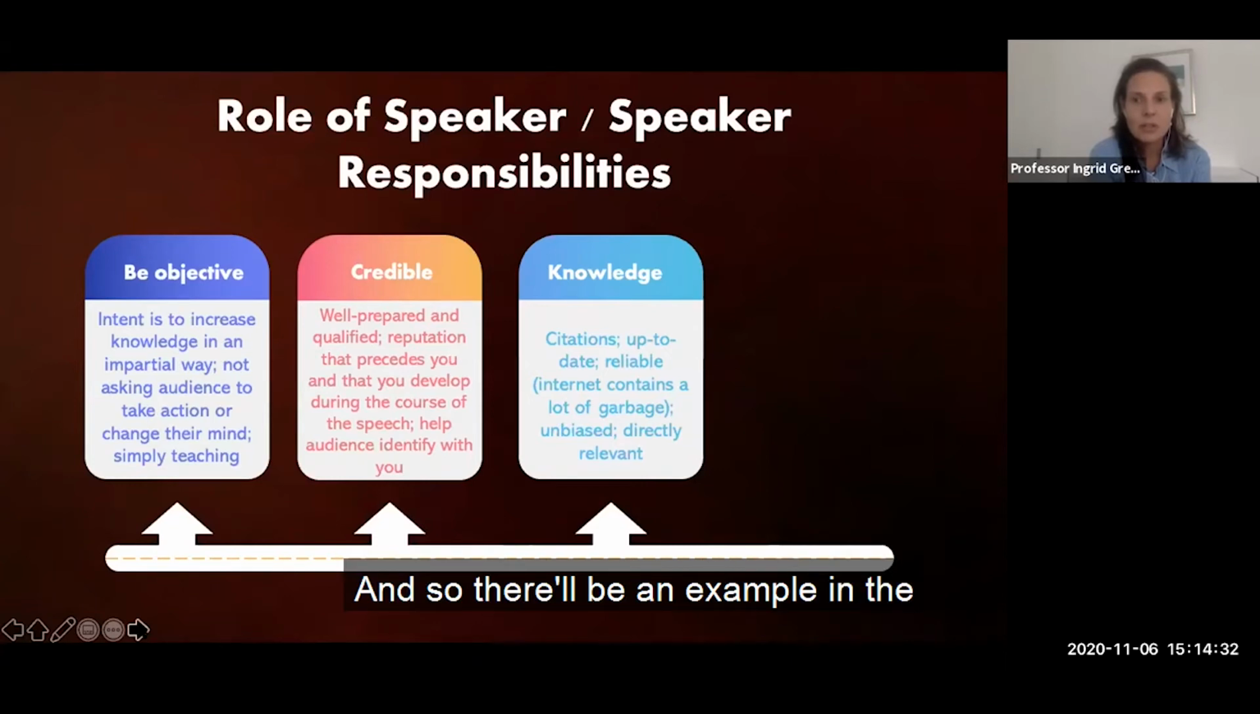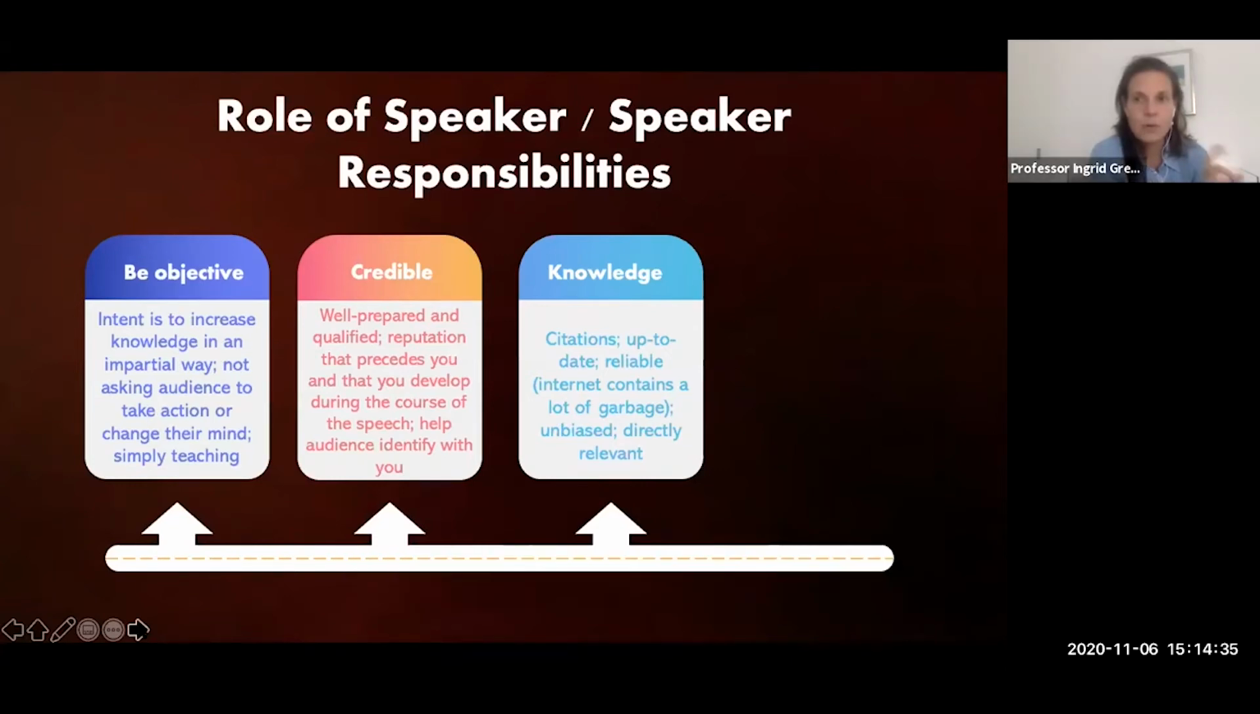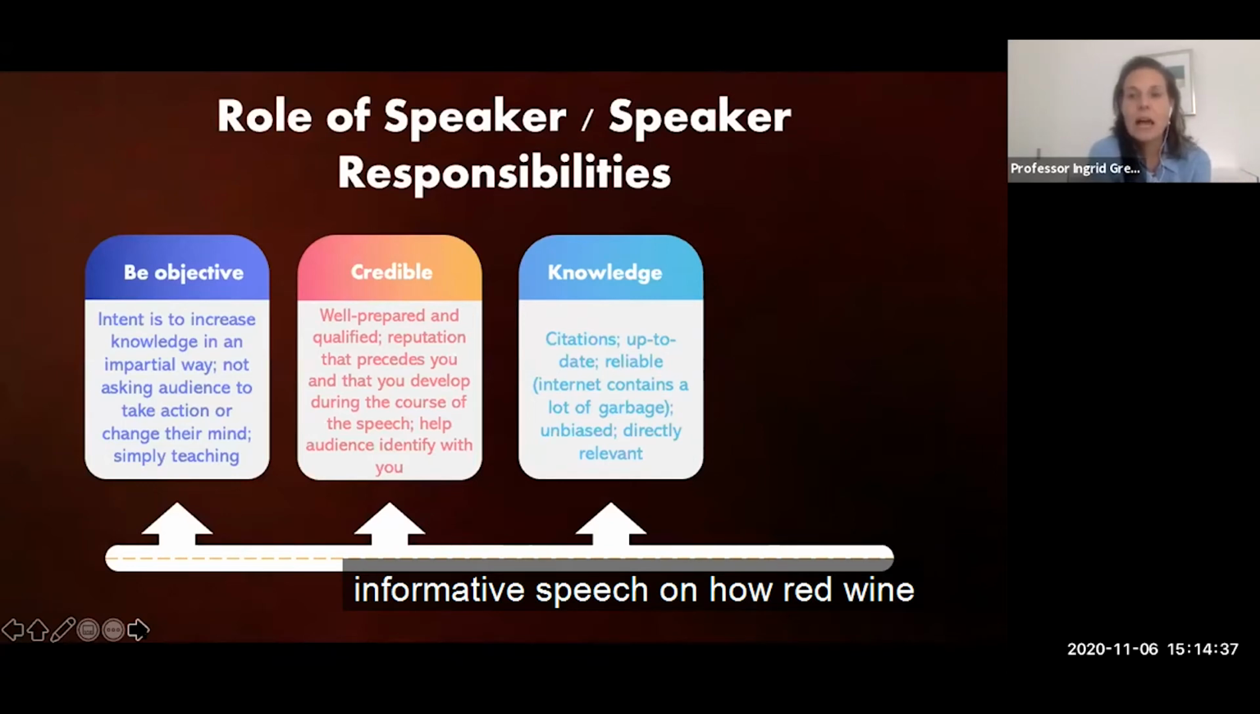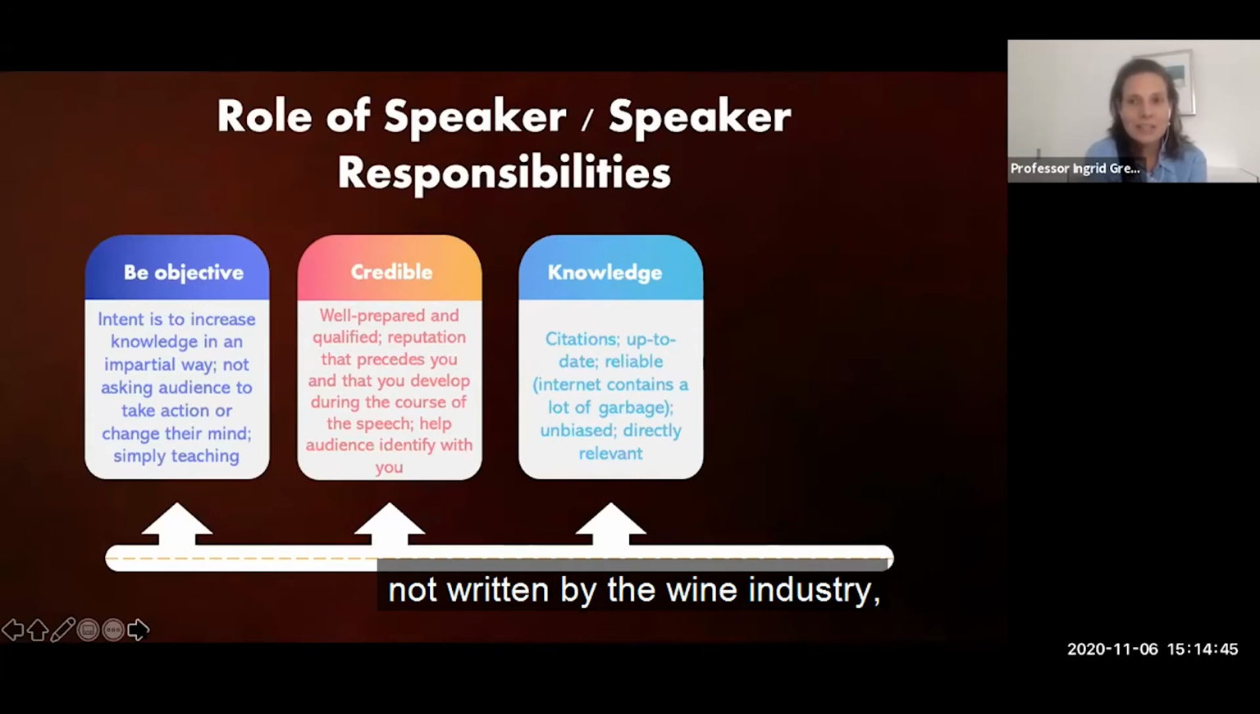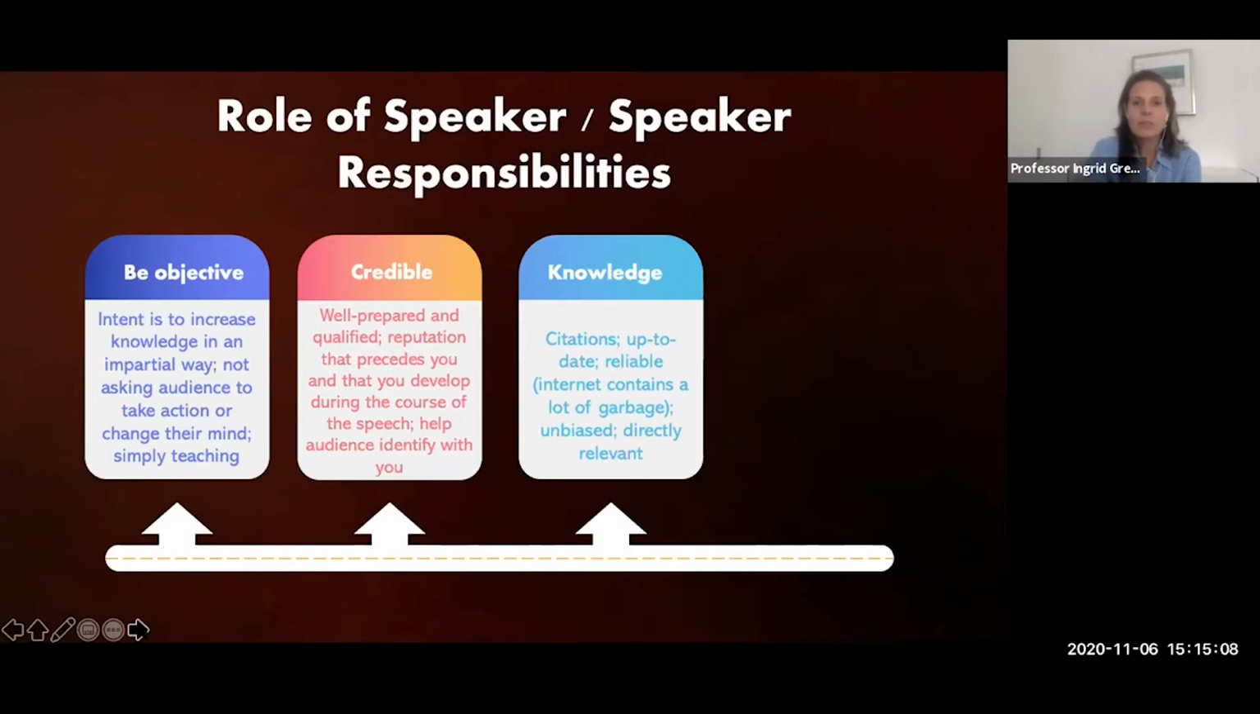And so there'll be an example in the book where the student is doing an informative speech on how red wine lowers your blood pressure, but you want to use sources that are not written by the wine industry, for example, right? So of course the wine industry wants you to drink more red wine, but that's not a source that you want to use in your informative speech topic. You want to use sources from places that talk about heart disease, or from hospitals, or from doctors, or from academic journals that have done research on how wine affects blood pressure and heart disease.